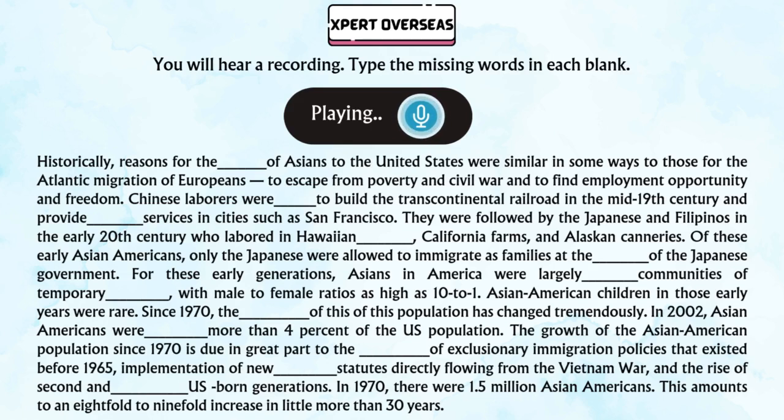Since 1970, the demography of this population has changed tremendously. In 2002, Asian Americans were slightly more than 4% of the U.S. population. The growth of the Asian American population since 1970 is due in great part to the elimination of exclusionary immigration policies that existed before 1965, implementation of new refugee statutes directly flowing from the Vietnam War, and the rise of second and subsequent U.S.-born generations. In 1970, there were 1.5 million Asian Americans. This amounts to an 8-fold to 9-fold increase in little more than 30 years.